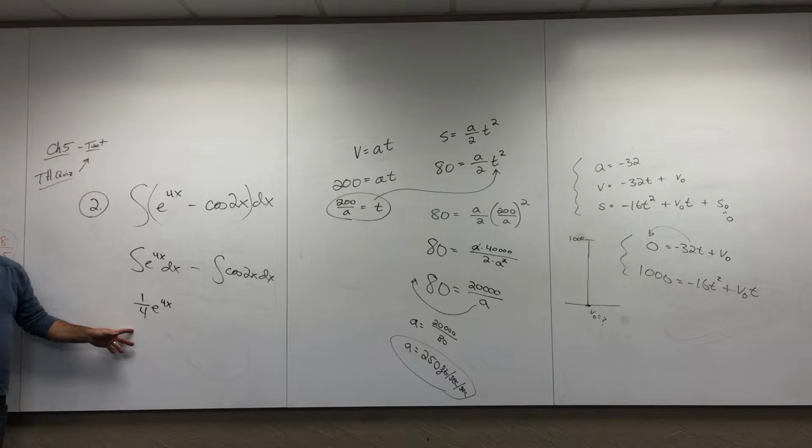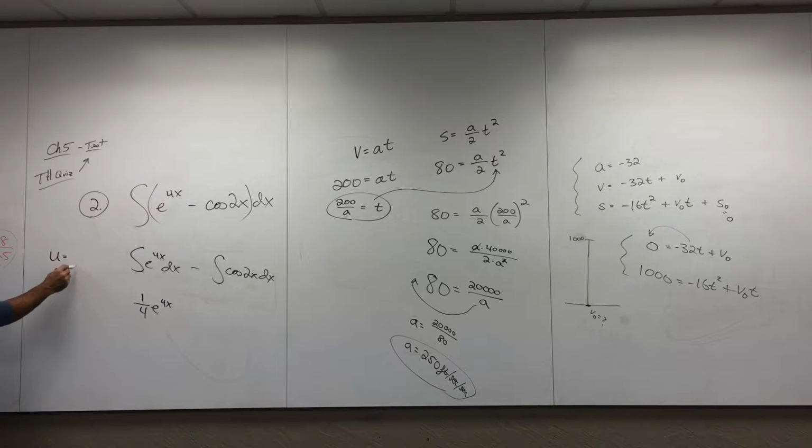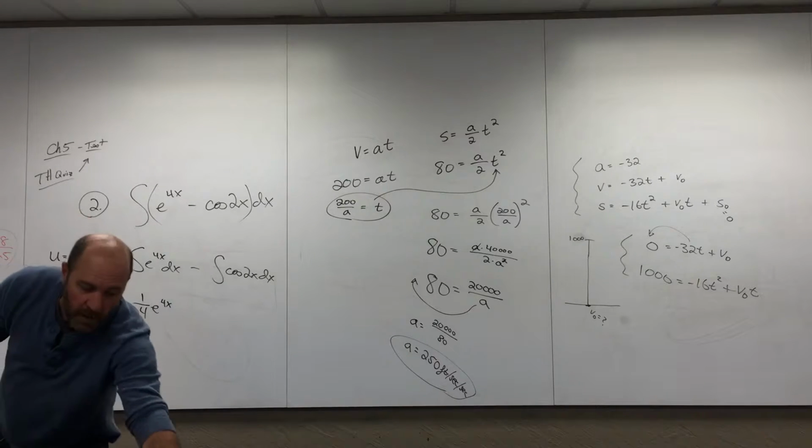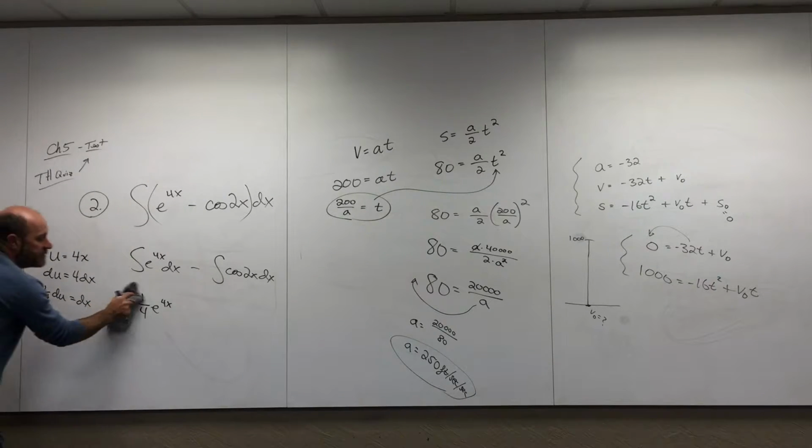Yeah, that's where I got it wrong. I didn't put 1/4. How did it spit out 1/4? Well, you do U substitution, and that's how it spits out. You let U equal 4x. du is 4 dx. I like to divide by 4 and make it 1/4 du equals dx. Then I replace all this. See, U substitution is a replacement game.